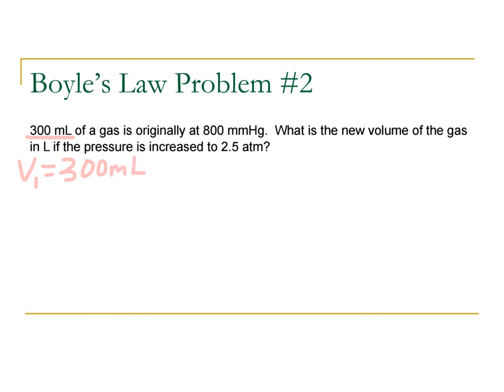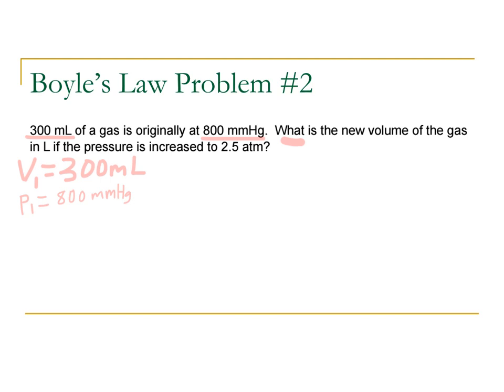I keep reading, and the next number I see is 800 millimeters of mercury. So that tells me right away, hey, that millimeters of mercury is a pressure. Put in P1. P1 equals 800 mmHg. So I will then add that in. Keep reading. You see a question word, what?